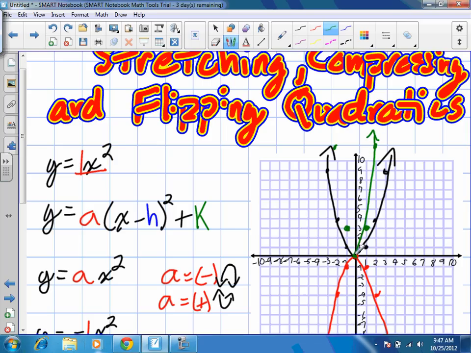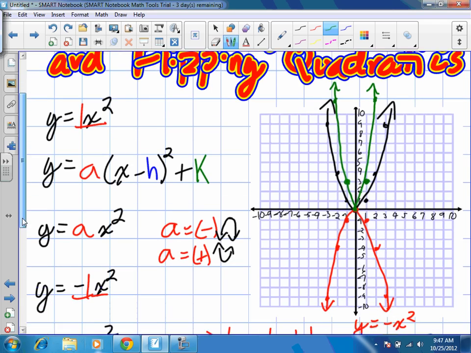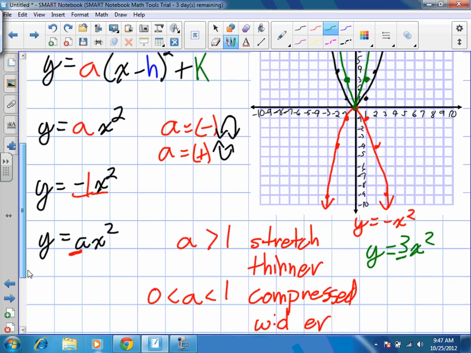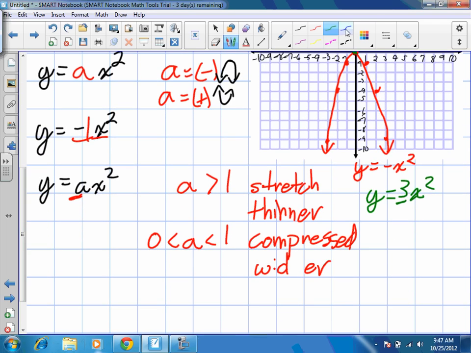So when we say it's stretched, what we're saying is think of an elastic band being pulled from top to bottom. If you pull it, it would get stretched, it would get thinner, the elastic band. Okay? Now, I'm going to incorporate a little extra into the last one here to see how intuitive you guys are. Y equals negative 1/2 x squared.